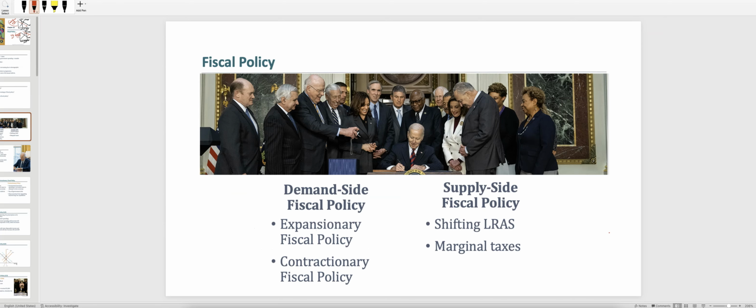Okay, so most of the time here, we're focusing on the fiscal policy that comes from the demand side.